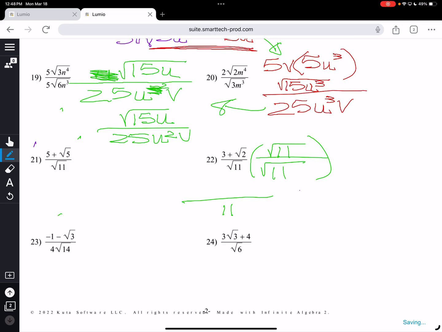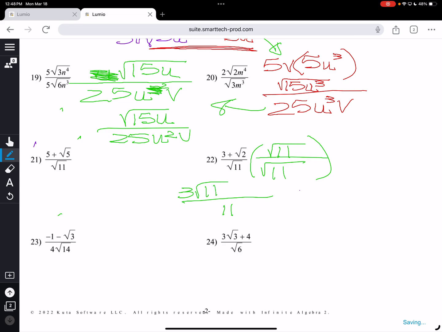Then we are going to distribute radical 11 across both terms. Remember, whatever you do to the denominator, you do to the numerator, and vice versa. Radical 11 times 3 is what? Outside, inside. 3 radical 11.